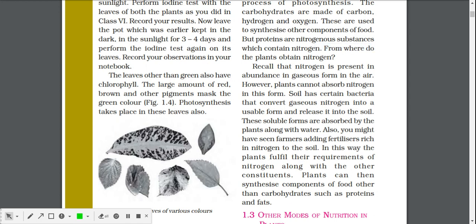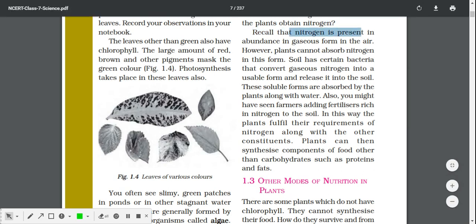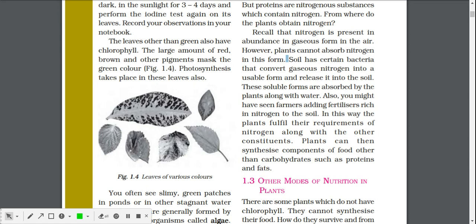From where do the plants obtain this nitrogen? तो अब ये नाइट्रोजन आई कहाँ से? Nitrogen is basically present in abundance in gaseous form in the air. However, plants cannot absorb nitrogen, so they take nitrogen from the soil. So, soil has certain bacteria that convert gaseous nitrogen into usable form and release it into the soil. These soluble forms are absorbed by the plants along with water.